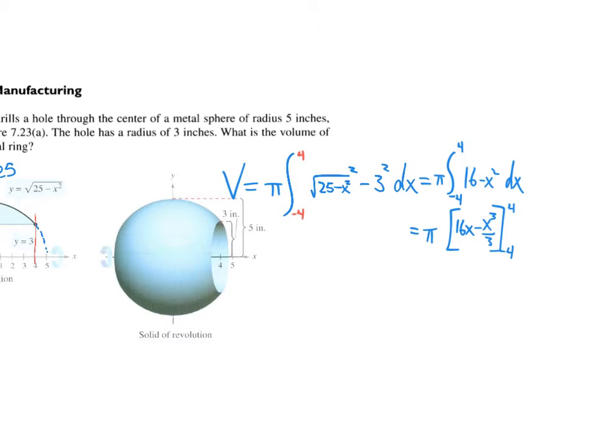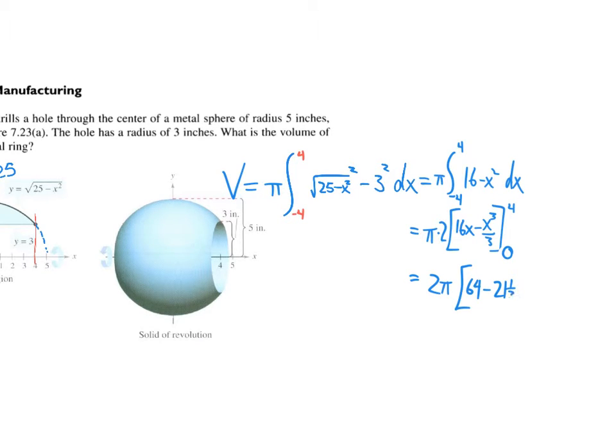By the way, we could have done 0 to 4 and just double it, right? This is an even function. So we could have just done 0 to 4 and double it. In fact, let's do that now. Save ourselves a little bit of work. 0 to 4, and we'll multiply this whole thing by 2. So 2 pi, if I plug in a 0, I get nothing. If I plug in a 4, I get 64 minus 64 over 3, which is 21 1/3.